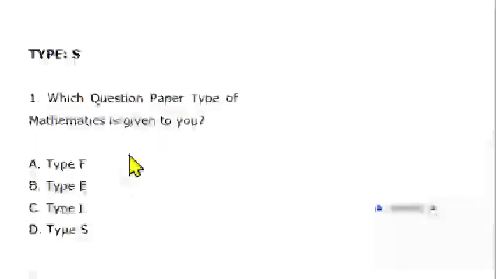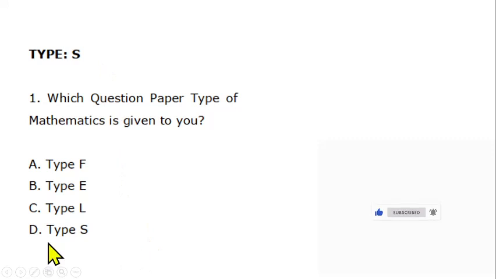So in the first question we are going to be answering here, we have to pick the paper type given to us, and as far as this question is concerned, we are given type X. So that means I'm going to select option D for question number 1.